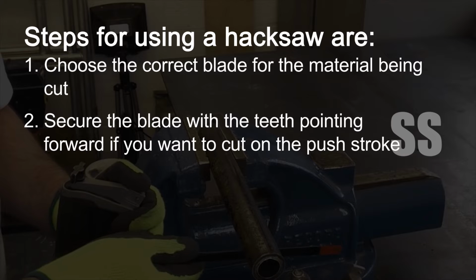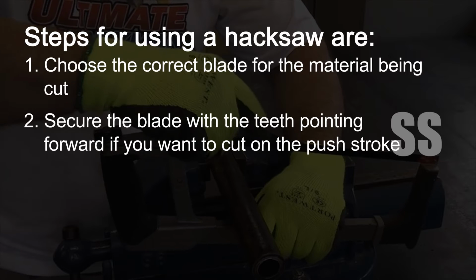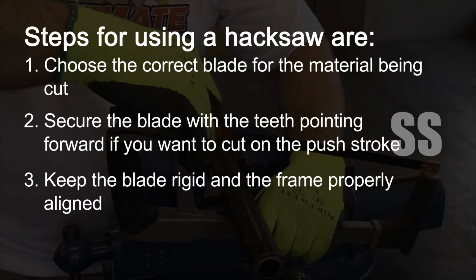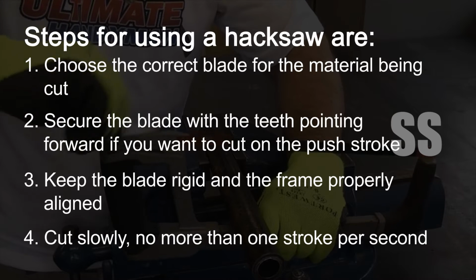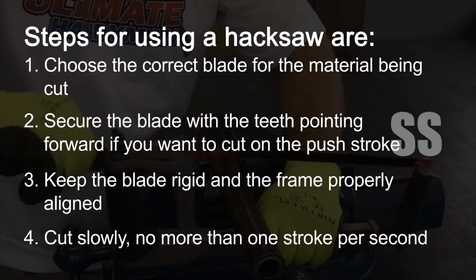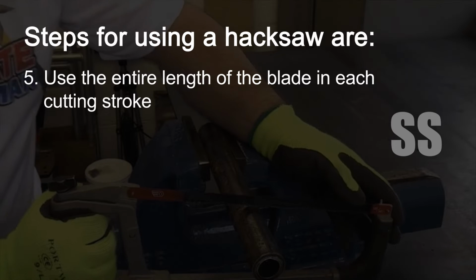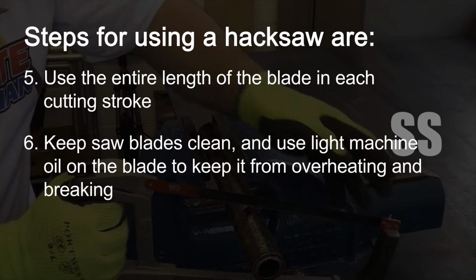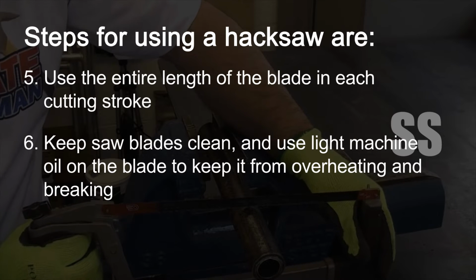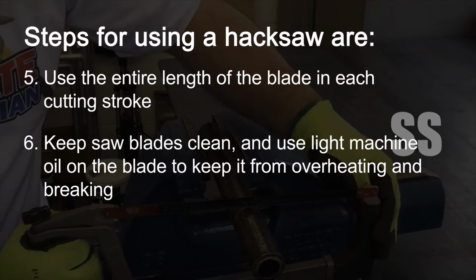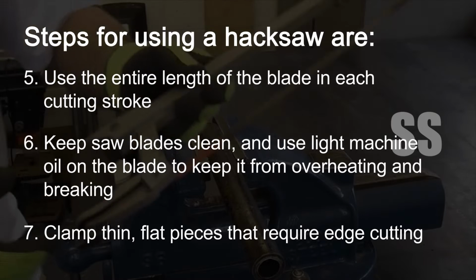Secure the blade with the teeth pointing forward if you want to cut on the push stroke. Keep the blade rigid and the frame properly aligned. Cut slowly, not more than 1 stroke per second. Use the entire length of the blade in each cutting stroke. Keep the saw blades clean and use light machine oil on the blade to keep it from overheating and breaking. Clamp thin, flat pieces that require edge cuttings.